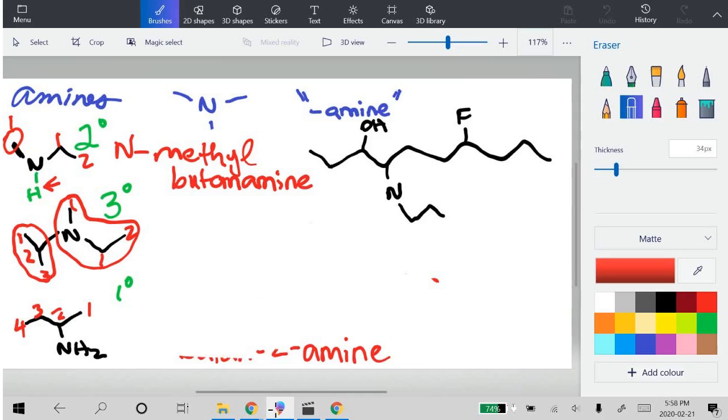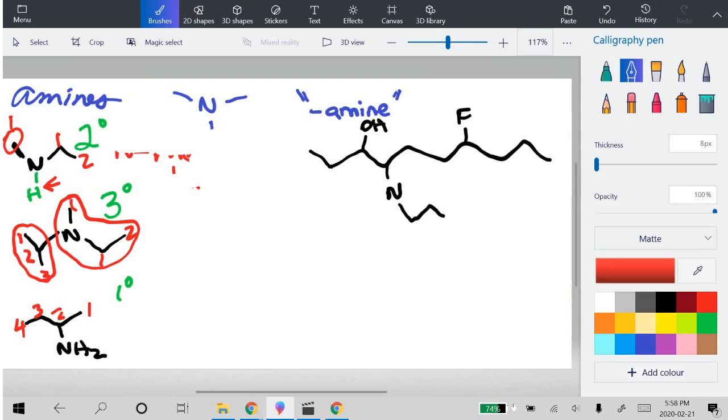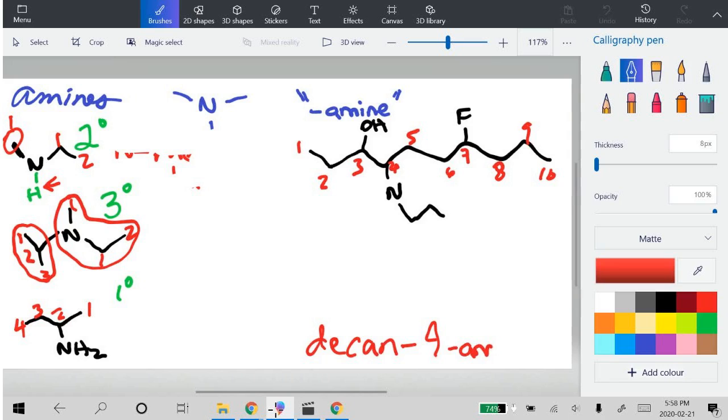So then finally we have the beast example. So find your longest chain and number it so that the amine gets the smallest number. 1, 2, 3, 4, 5, 6, 7, 8, 9, 10, a dec. And on my decane, I have a 4-amine. Something's happening with the nitrogen.